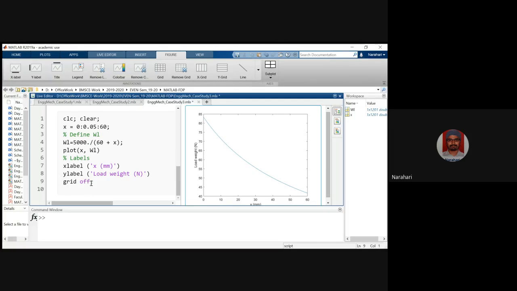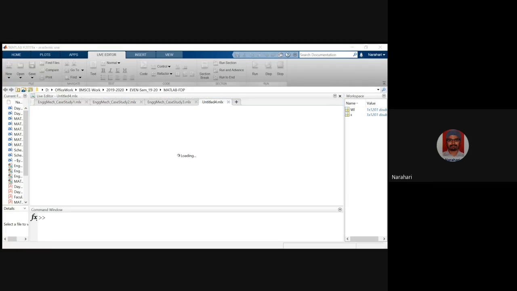Now, if the grid were to be on, it will be easier for you to identify the values. You can see here, this we already know is about 70 and this is about 11 or 12. So it's easier to identify, right? This is the idea of grid. Let me now take the next one. I have 3 more cases to be taken, so I'll just quickly move on.